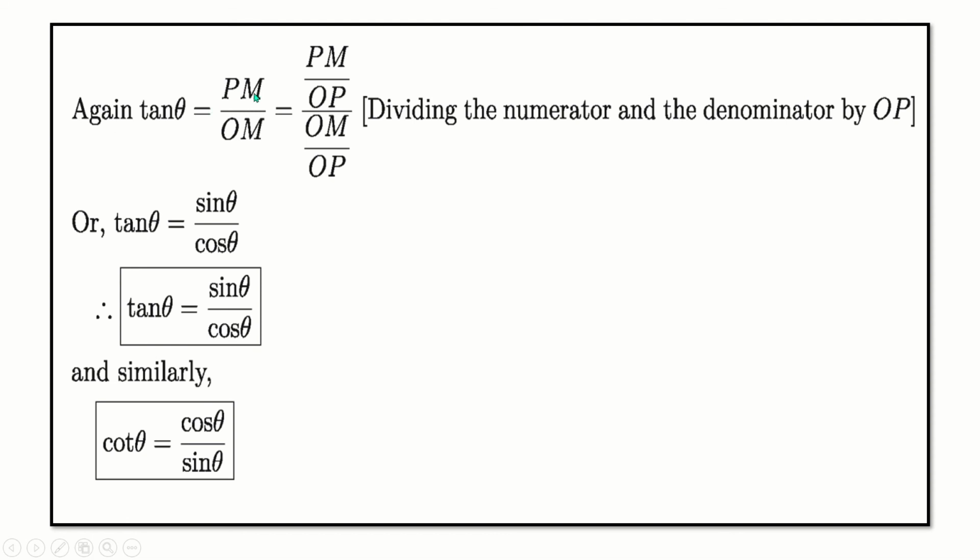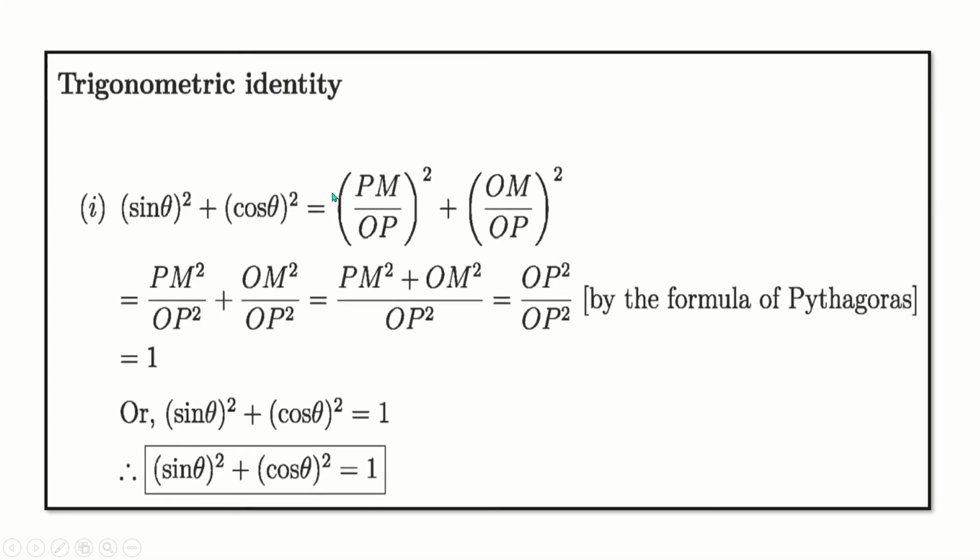Again, tan theta is equal to PM by OM. So dividing both numerator and denominator by OP, as a result here will be PM by OP and here will be OM by OP. But PM by OP is equal to, you know, sin theta, and OM by OP is equal to cos theta, from the previous slide. Therefore tan theta is equal to sin theta by cos theta. So cot theta will be cos theta by sin theta. Clear, everyone? By using this we write more relations.